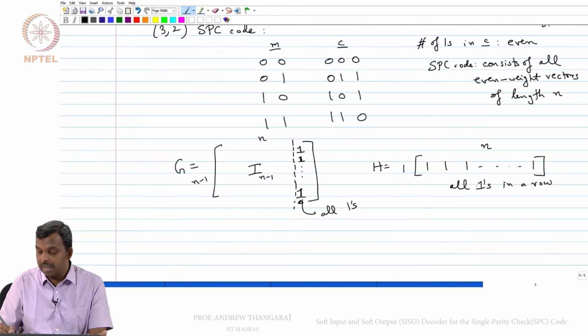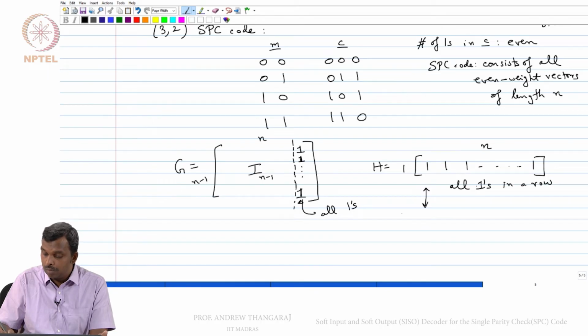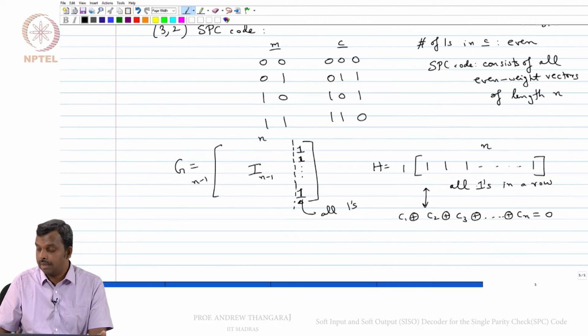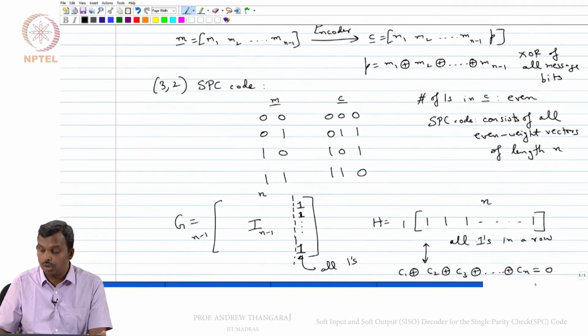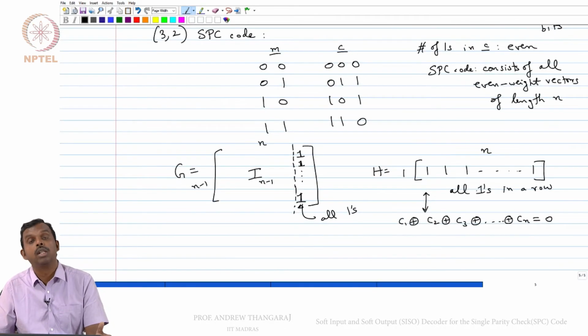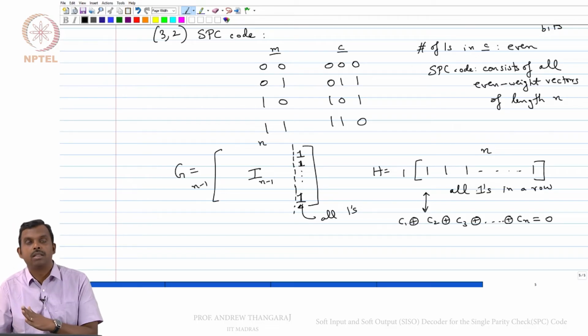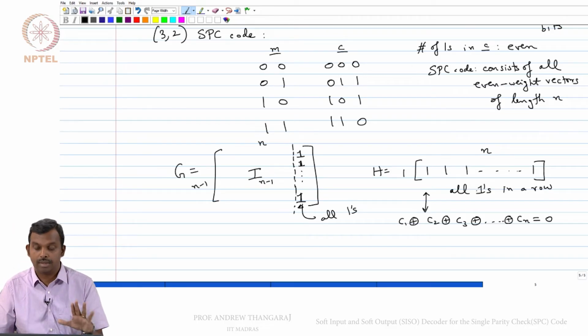The only parity check that you have is C1 XOR C2 XOR C3 XOR and so on till Cn equals 0. So this is a characteristic of the single parity check code. If you take a code word of the single parity check code and XOR all the bits together, you're going to get 0. So this is the single parity check code.